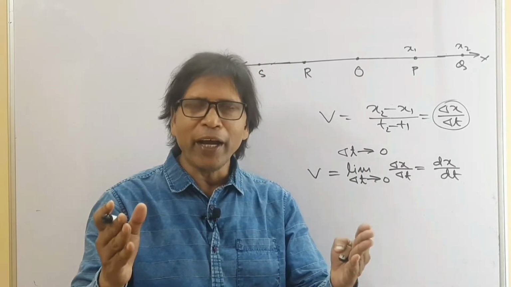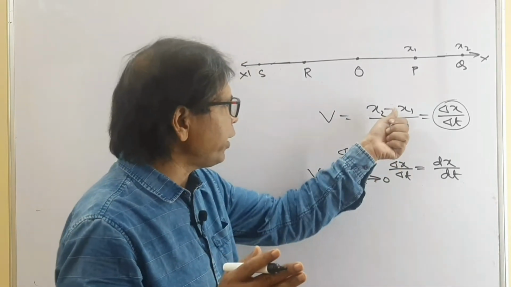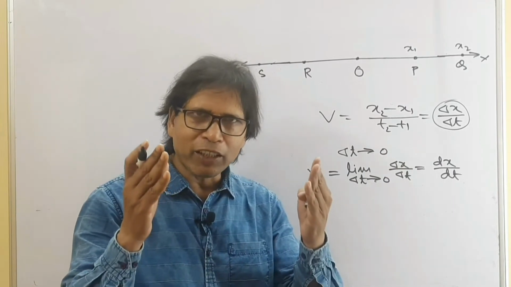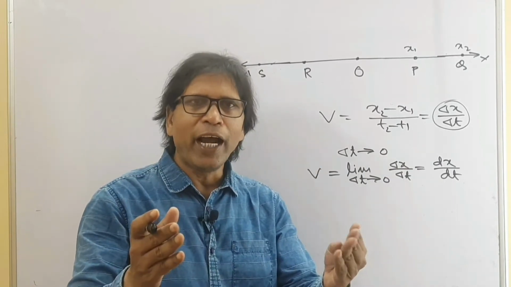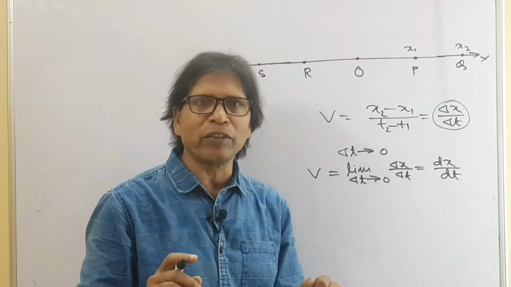Now uniform and non-uniform velocity. If the change of position is uniform with respect to time, then it is called uniform velocity, and if it is non-uniform, then it is called non-uniform velocity.